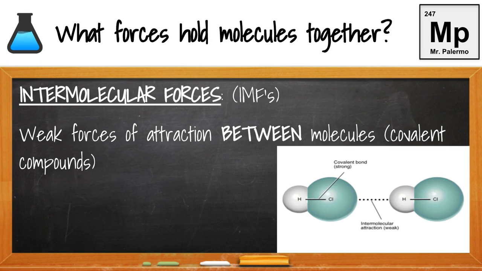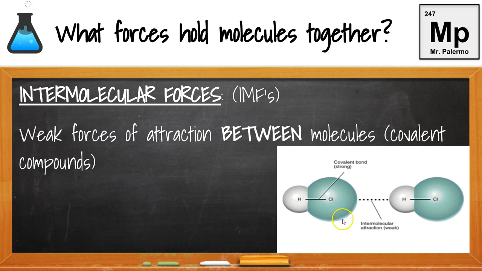Now, we've already covered the force of attraction between atoms. Those are the covalent or ionic bonds, for example. But we have not talked about the force of attraction that occurs between neighboring molecules. These are called intermolecular forces, or IMFs for short. These are weak forces of attraction between molecules, or covalent compounds.